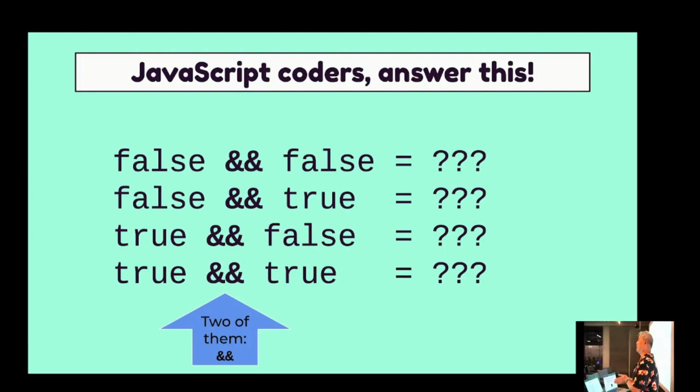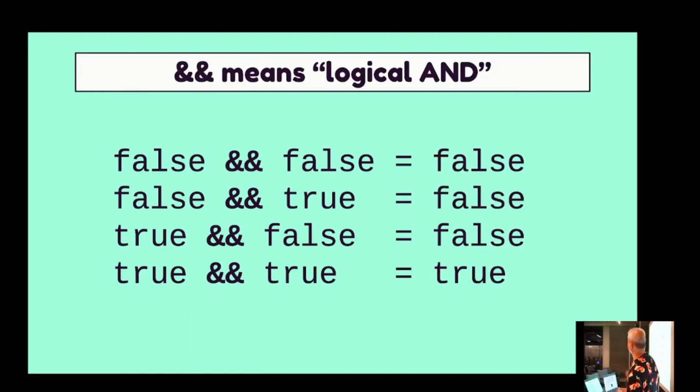JavaScript people, how many of you are in the house? Can you tell me what these are? What the result should be? False and false? False. False and true? False. True and false? False. True and true. Only true and true produces true. So that's what happens there. So that's a logical and. That is something we all know.